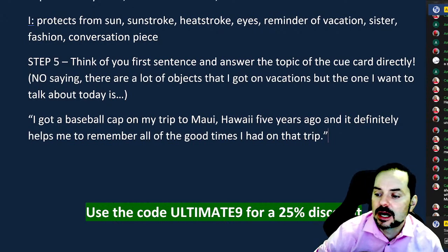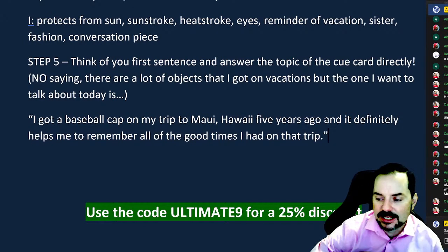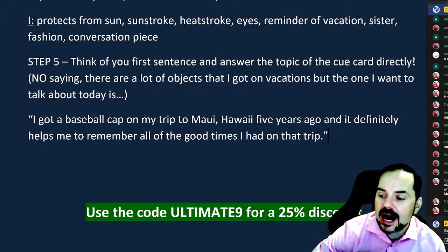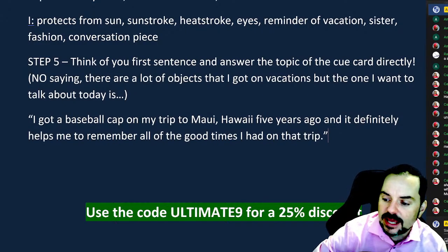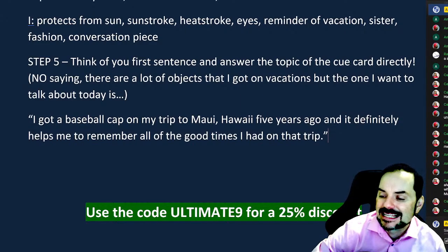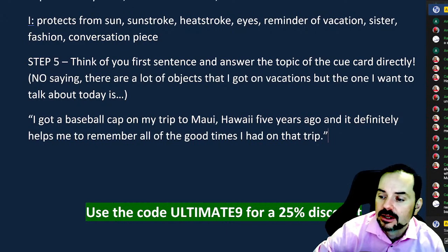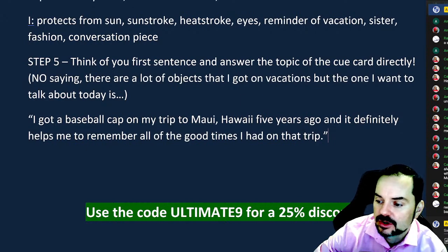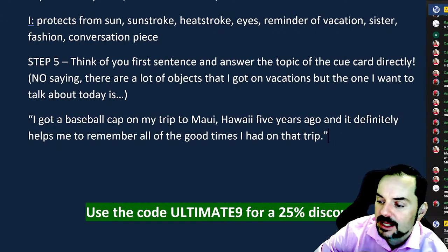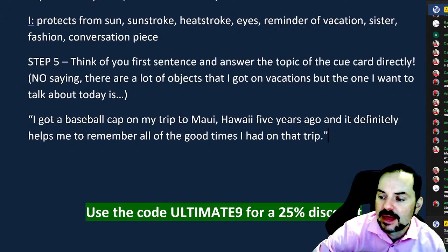All right, Cass, so present perfect, not past perfect. Cass says, the object that I'd always treasure was a baseball cap, which I was given to me by my sister in Maui, Hawaii, last 2018. Cass, watch the grammar, a little bit simpler, okay, in present perfect, all right? I have a baseball cap that was given to me by my sister in Maui, Hawaii in 2018, which helps me to remember that trip.